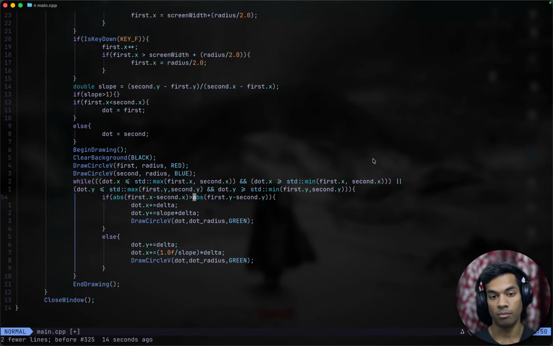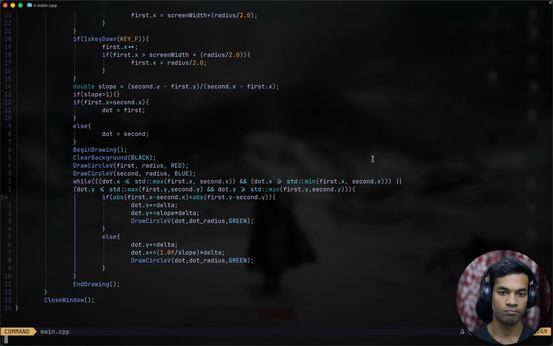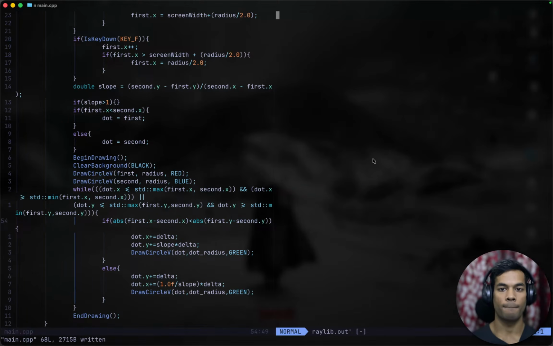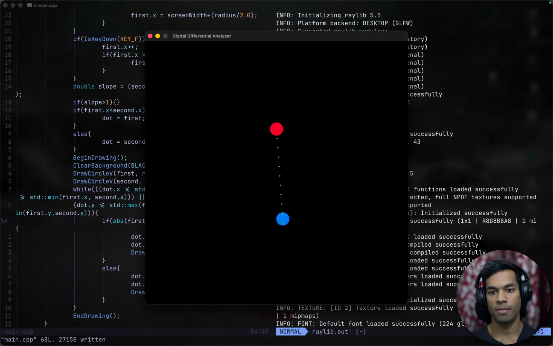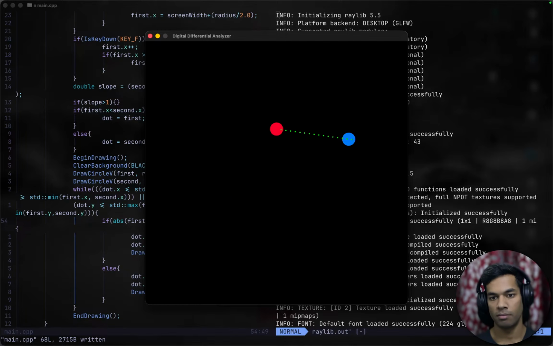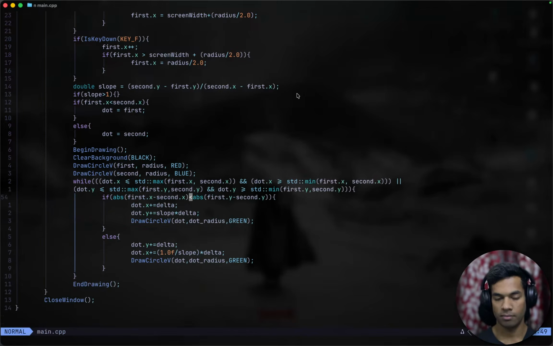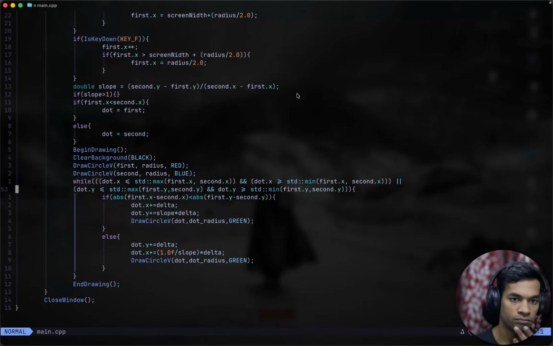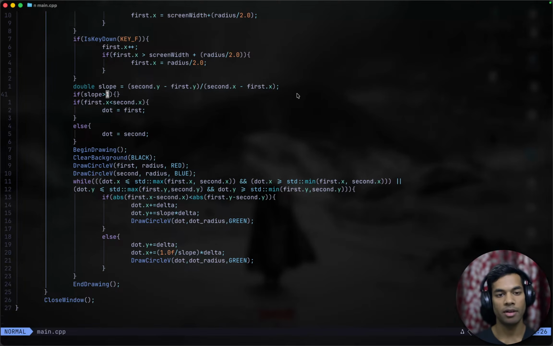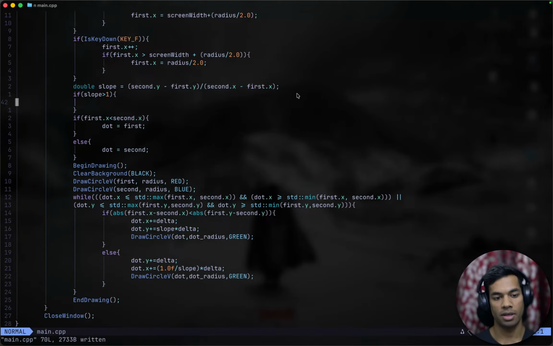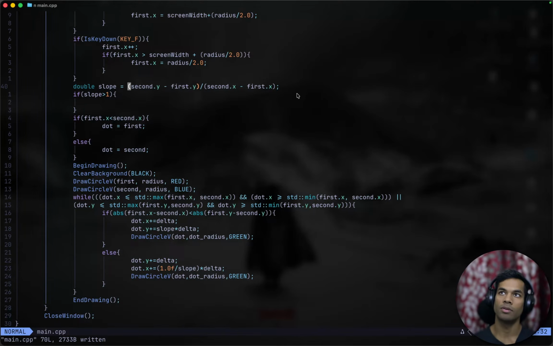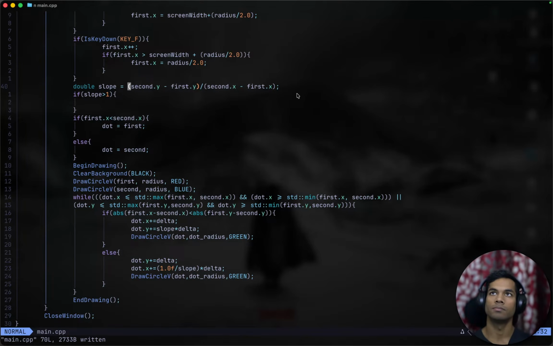And at some point, yo, that is messed up. That is messed up. If slope greater than 1, that means per unit traveling in the x direction, we are moving more in the y direction. Right.